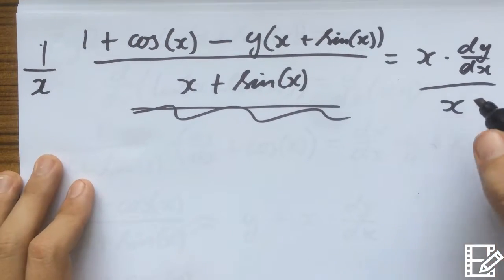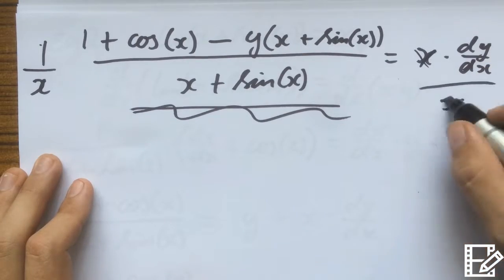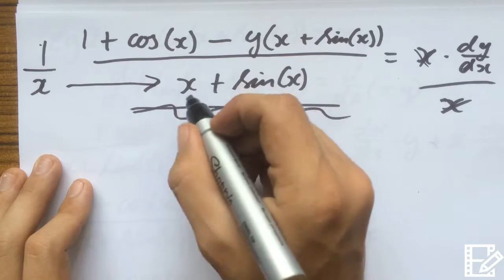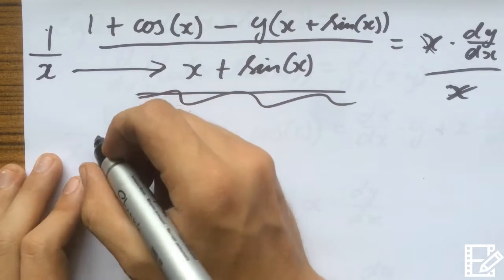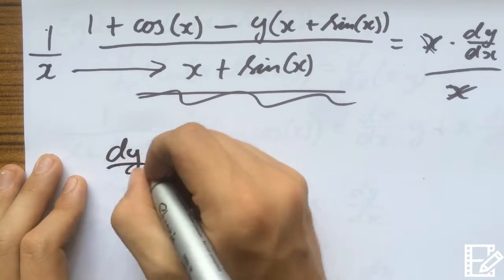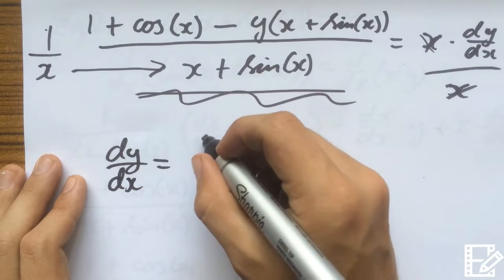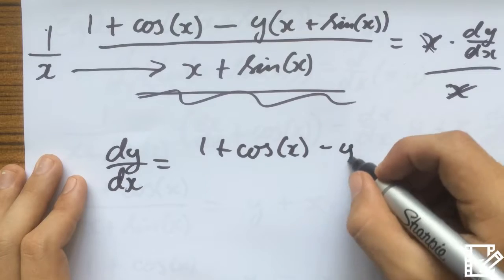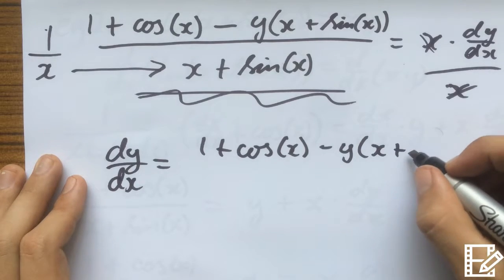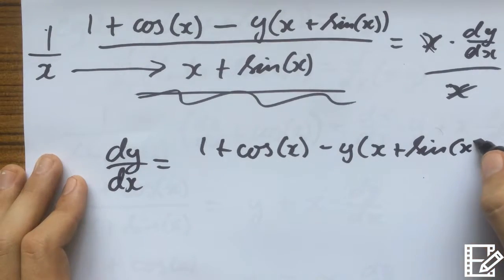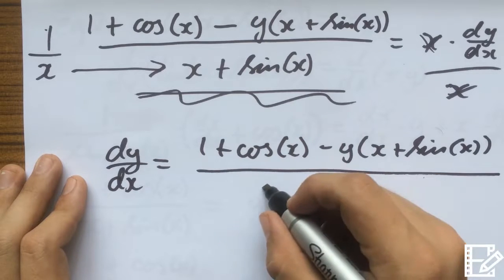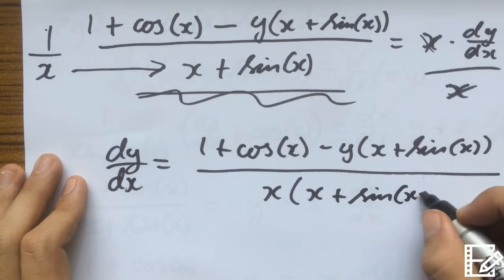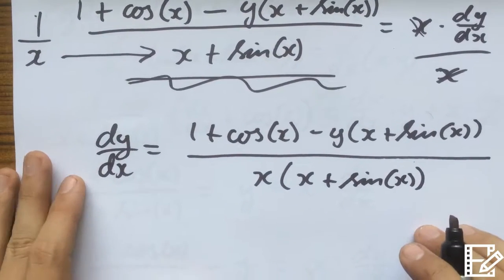Okay, that means that this will cancel out, and this x will be multiplied into this, and it will look like dy dx equals 1 plus cosine of x minus y, bracket x plus sine x, over x bracket x plus sine x. And that there is your final answer.